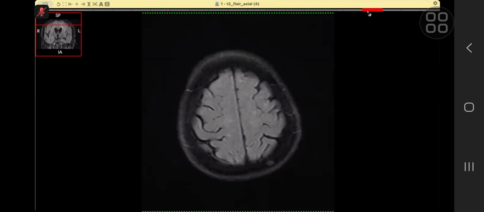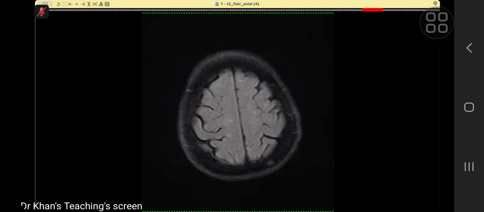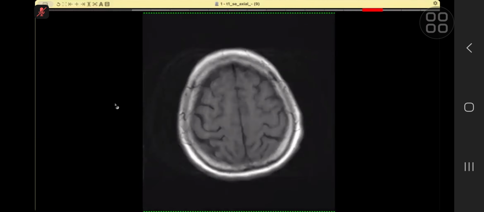Any other sequence you want to see? Sir, I would like to see T1 weighted images and diffusion weighted images, sir. Leave the mouse. Diffusion weighted is irrelevant for you. T1 weighted images. This is a T1.